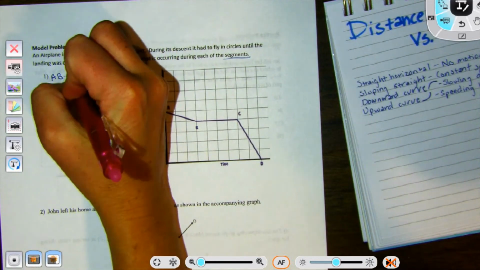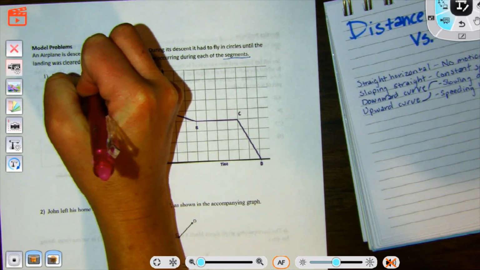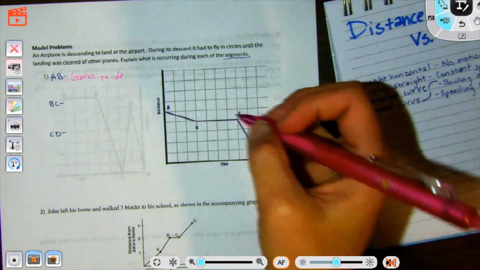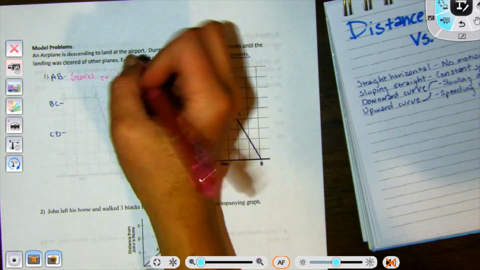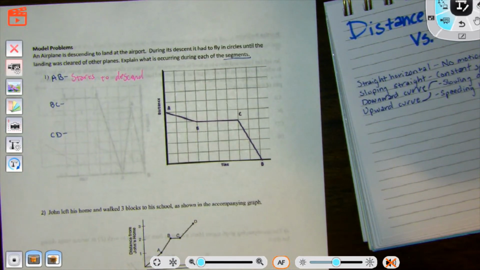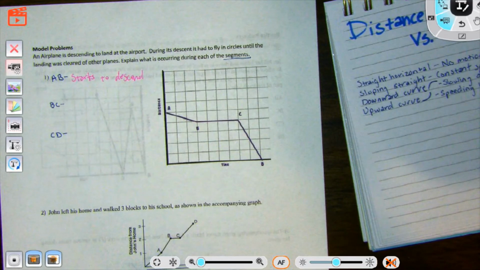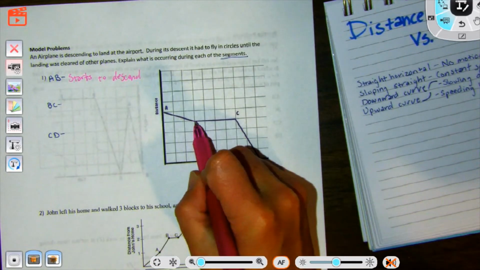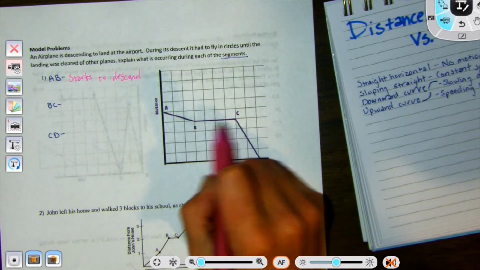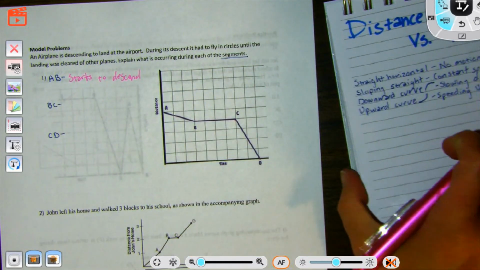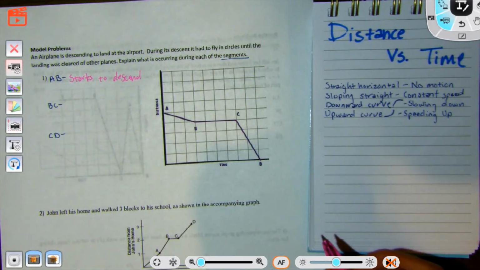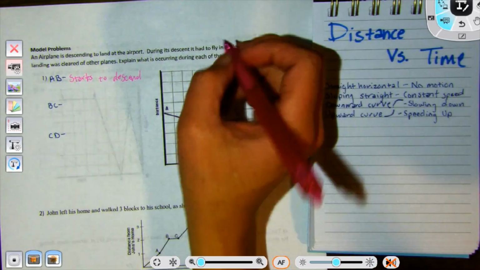So it starts to descend. Sorry, I know I can't spell. Well then, B to C, it flatlines. What does that mean with distance to time graphs? No motion. So that would be where it circles.